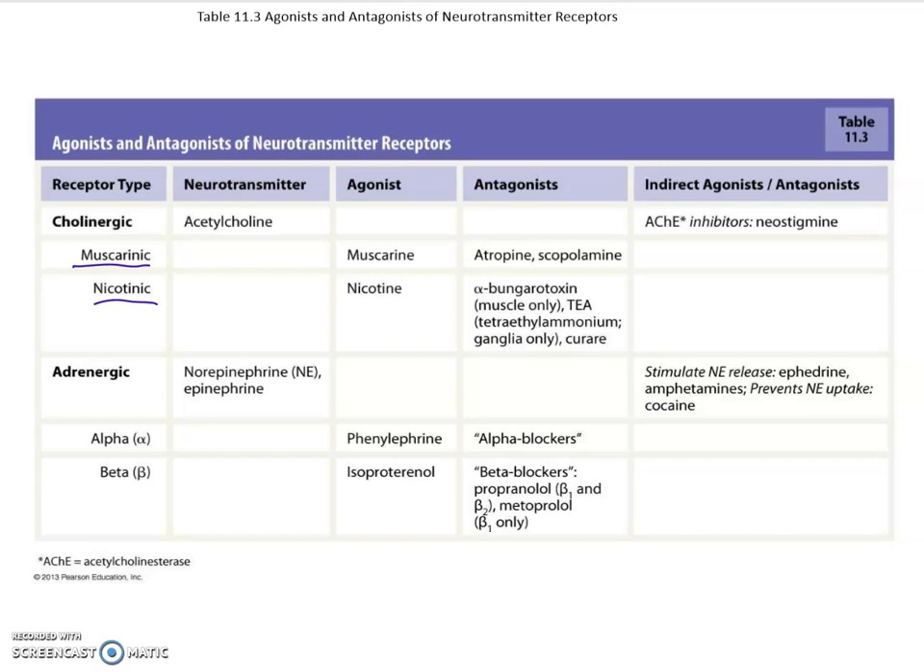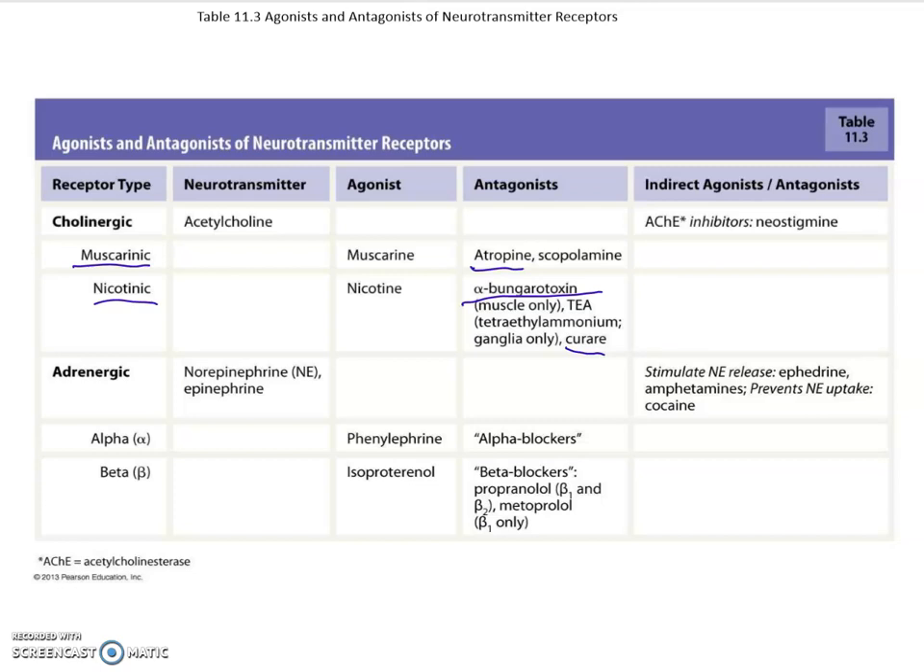The antagonists are often very interesting. The antagonist for muscarinic type of acetylcholine receptors will be atropine, very strong antagonist. Also strong alpha-bungarotoxin, and curare, we mentioned that one in the nervous system lecture.